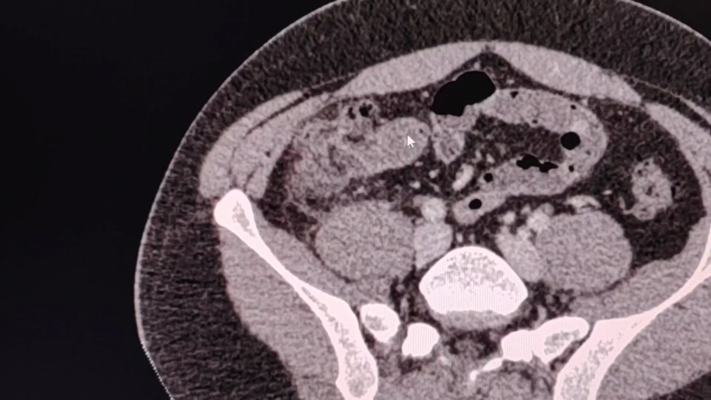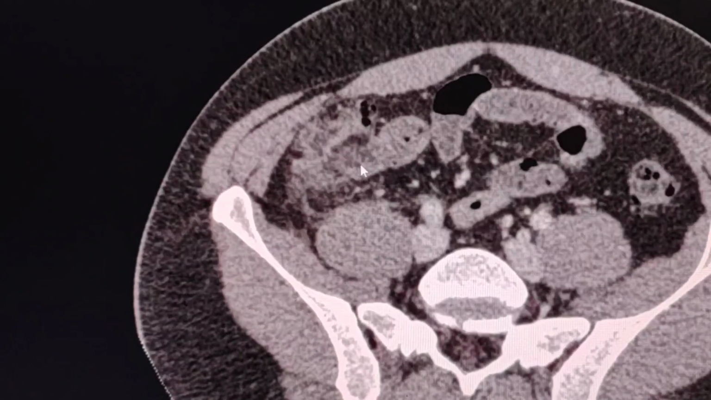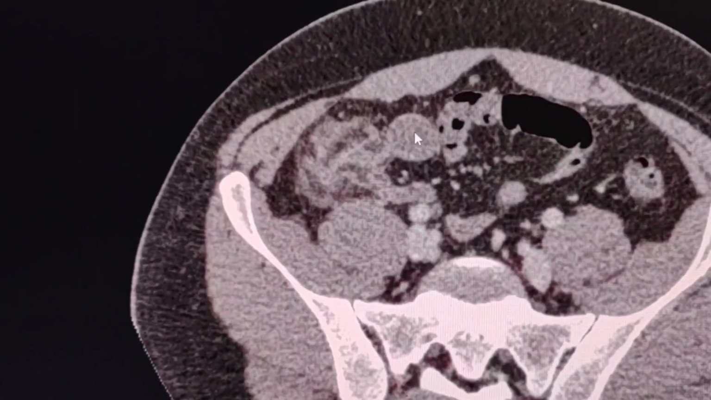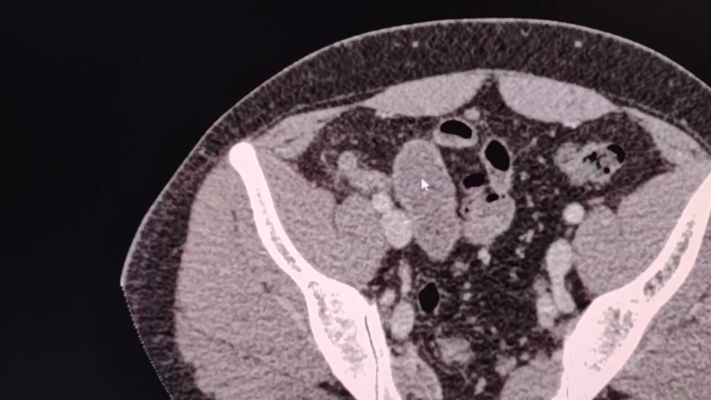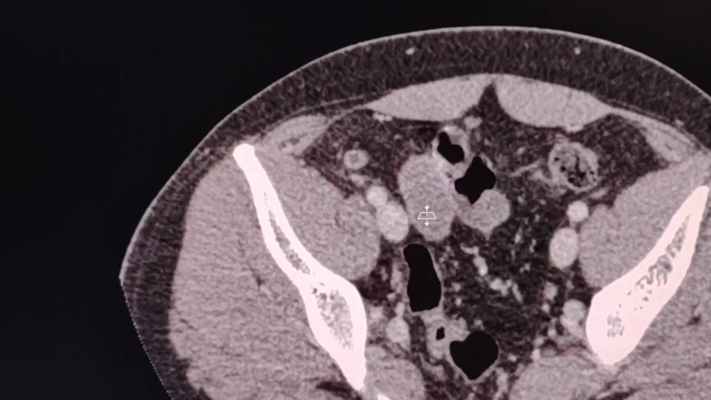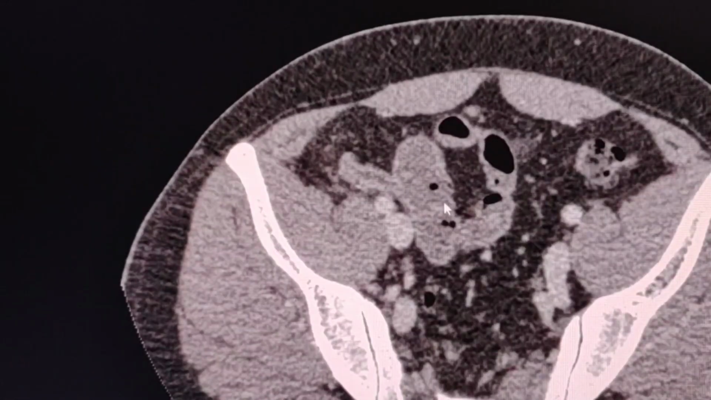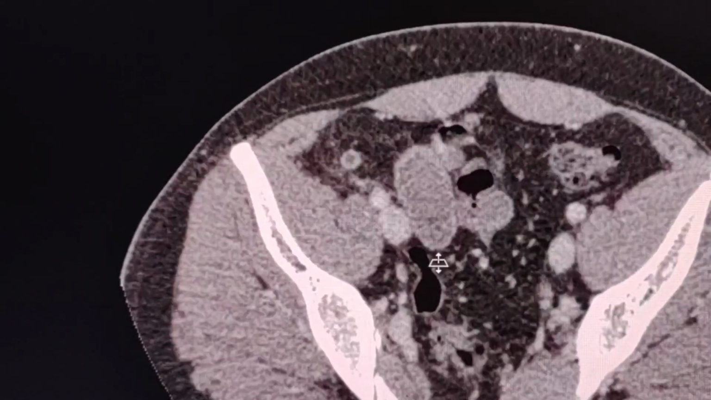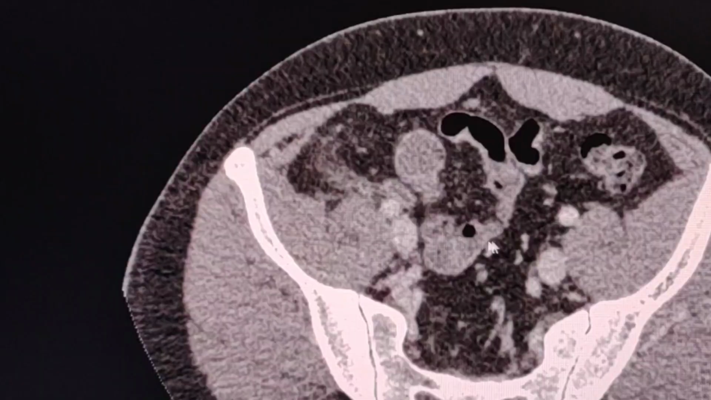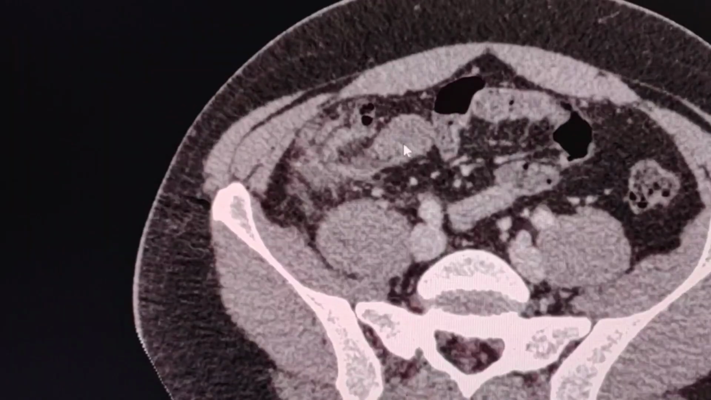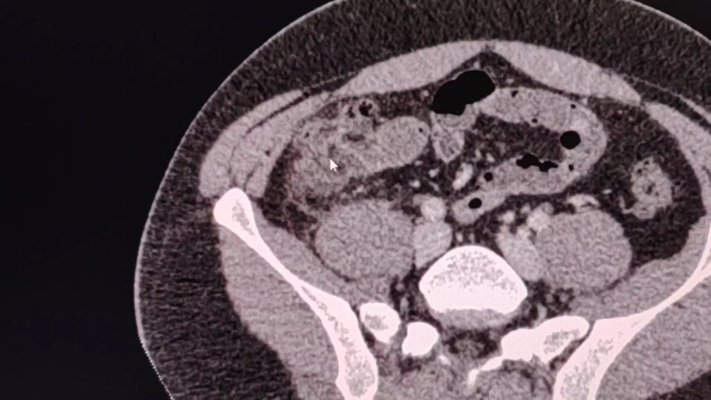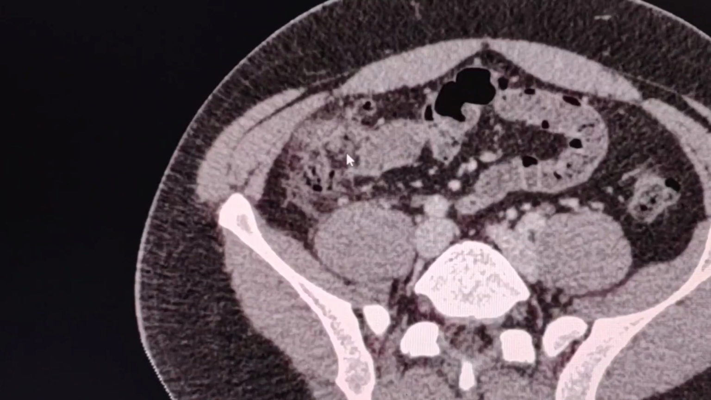And the terminal ileum, here is the ileocecal valve, the terminal ileum is not absolutely normal. There is mild dilatation and there is a degree of fecalization. There are some gas bubbles here. This could be indicative of mild outflow reduction, probably due to some edema in the ileocecal valve.